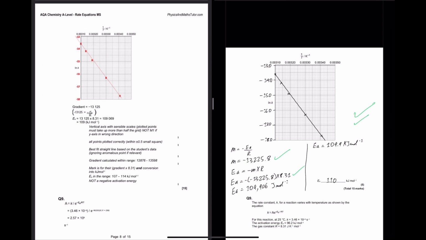And then the EA has to be within the range of 107 to 114. So that's fine. And that's 5 marks.